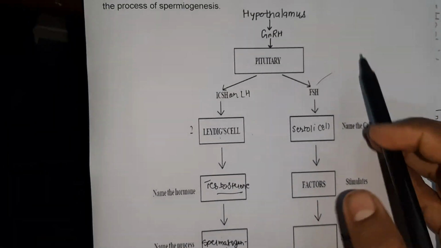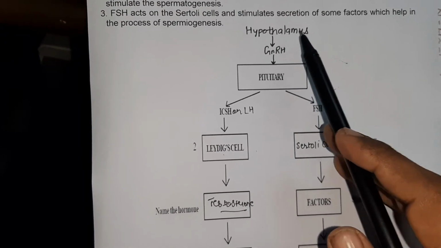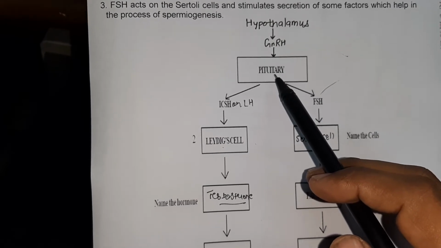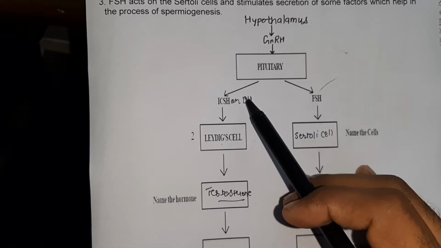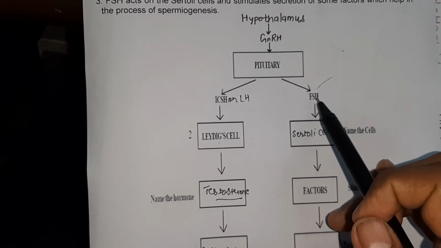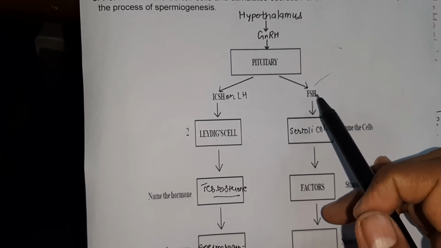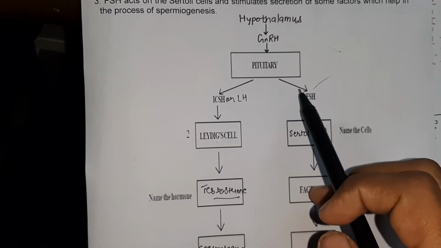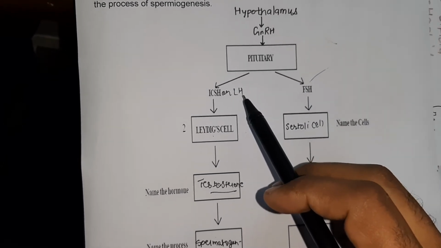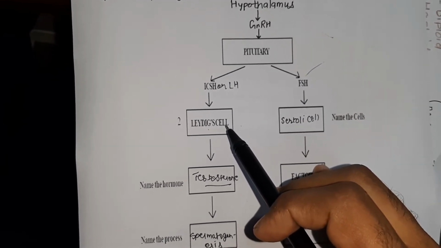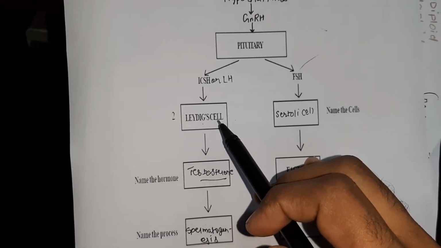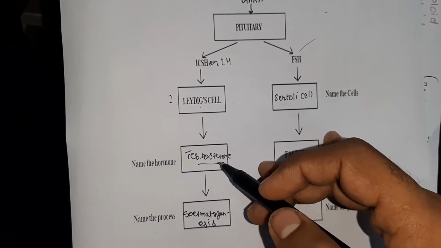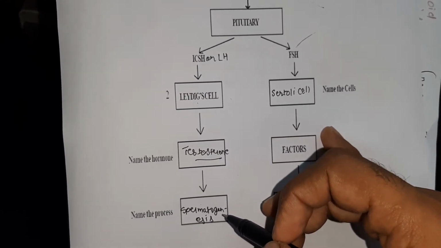So at the time of puberty, from the hypothalamus, gonadotropin releasing hormone will be released. It will act on the anterior pituitary lobe. The anterior pituitary lobe will release two hormones, that is LH, luteinizing hormone, and FSH, follicle stimulating hormone. Now LH and FSH together are known as the gonadotropins as they act on the gonads. LH will act on the Leydig cells present in the interstitium of the testes around the seminiferous tubules. Leydig cells will release the hormone known as testosterone, and testosterone will help in the process of spermatogenesis.